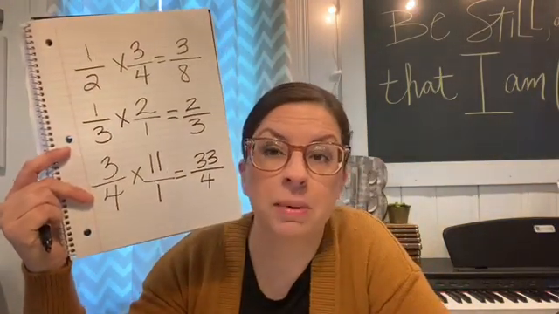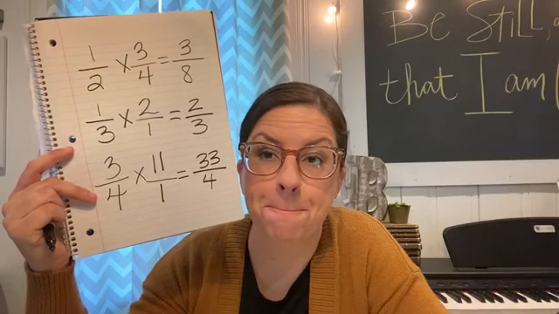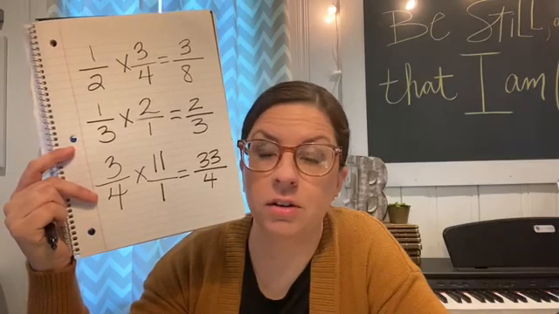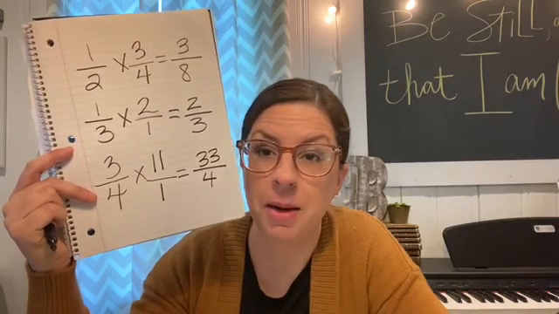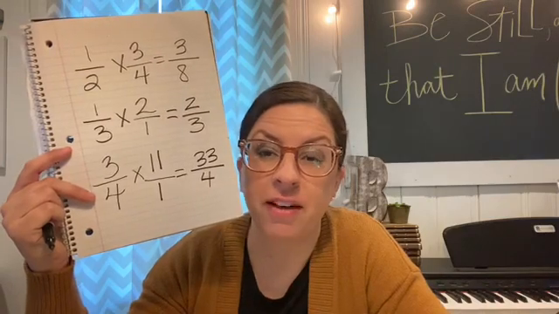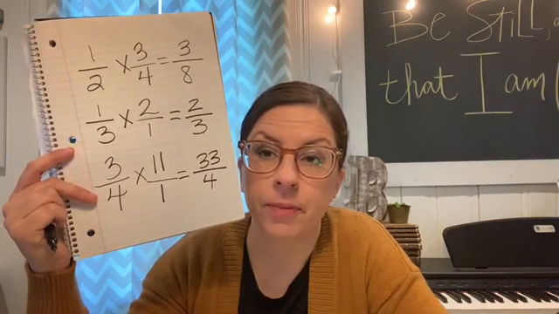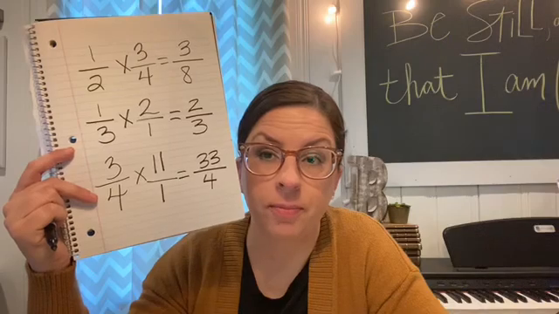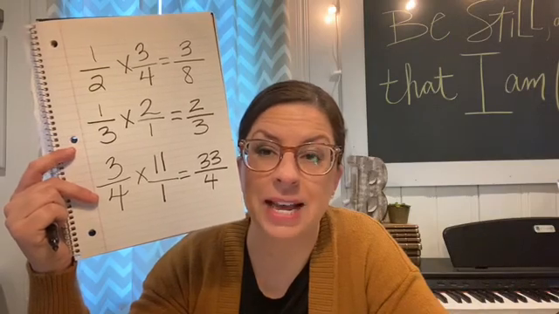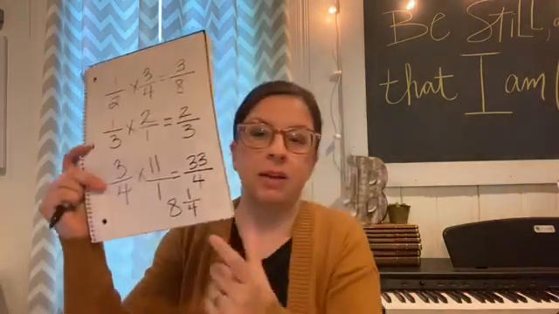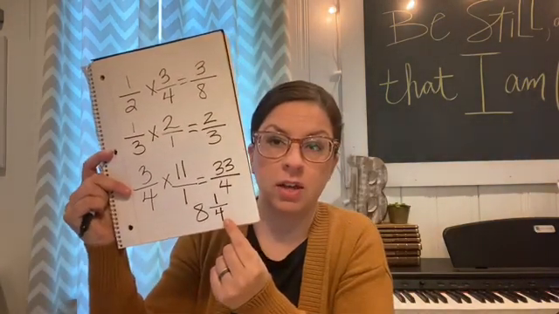So what do I do to make that into a mixed number? I divide the numerator by the denominator. So 33 divided by 4. Well, I know that 33 divided by 4, it can go in 8 times because 8 times 4 is 32. So I have 8 with 1 left over. So I'm going to put 8 and 1/4, okay? Because I have 1/4 left over. All right?